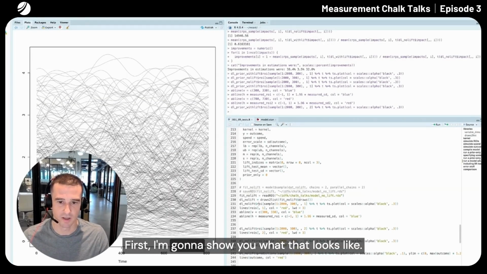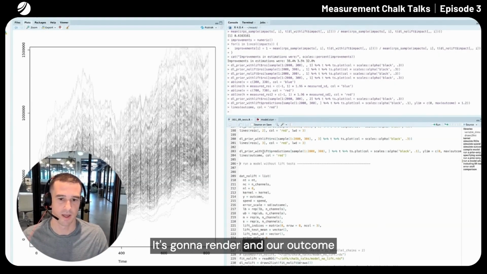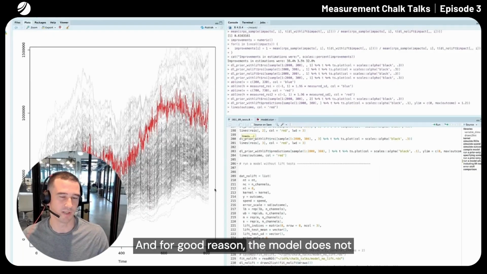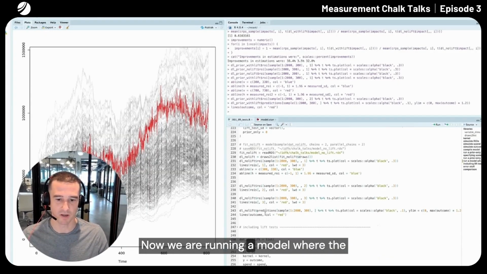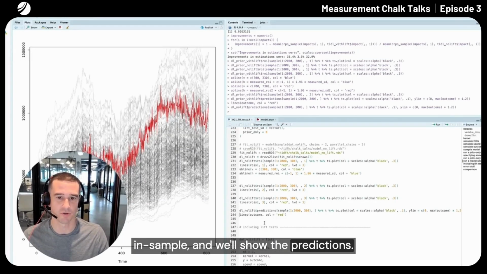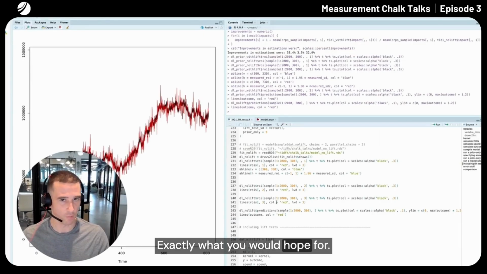First, I'm going to show you what that looks like. This is the prior with the lift test on the predictions. It's going to render, and our outcome is going to be somewhere in there, right? This isn't a very accurate model, and for good reason. The model does not care about how accurate it is at this point. Now we are running a model where the model does care about how well it fits in sample, and we'll show the predictions. The predictions are very tight around the actual outcomes, exactly what you would hope for, but let's take a look at the ROIs.